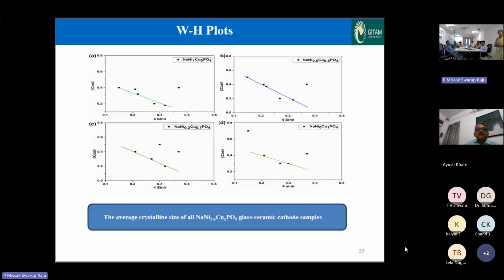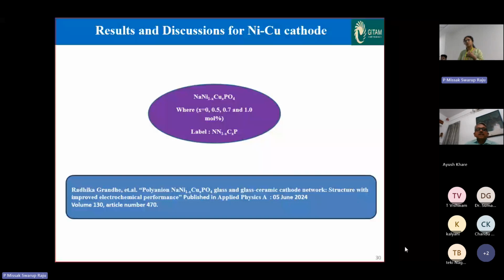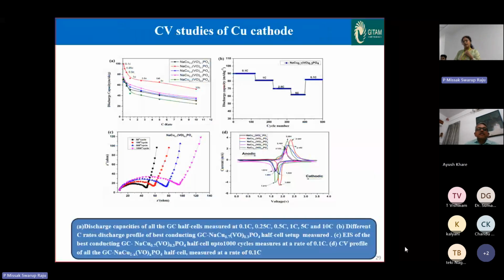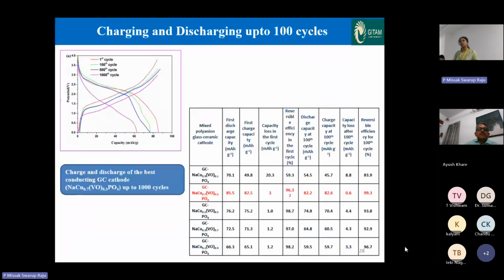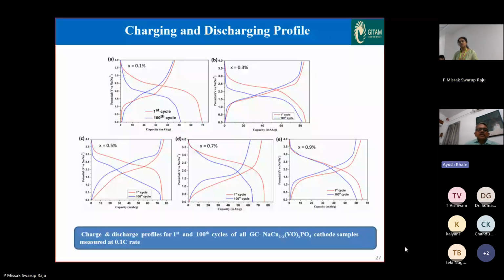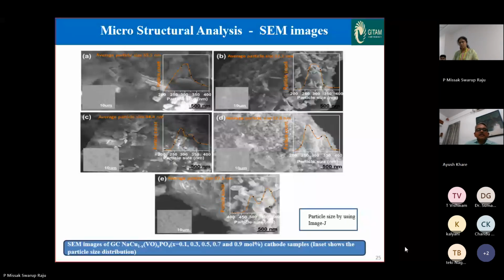It is also a combination of the crystalline and amorphous phases. Due to some errors in the peaks, that type of deviation is also coming there, sir. So what was the average crystallite size?